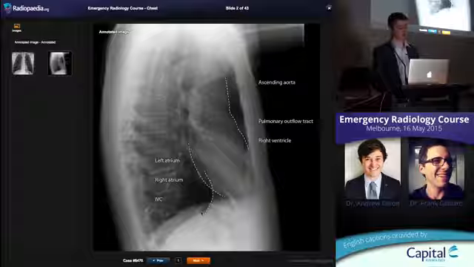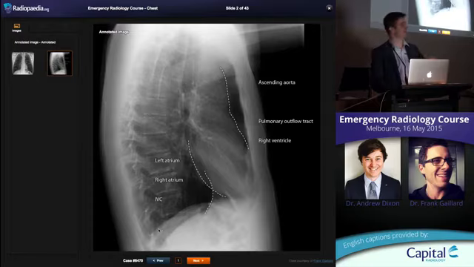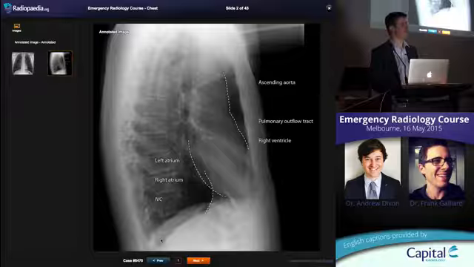On the lateral, you can see both hemidiaphragms. That means there must be air sitting directly next to the diaphragm. If you can only see one hemidiaphragm, then there must be something of soft tissue or fluid density sitting next to it.